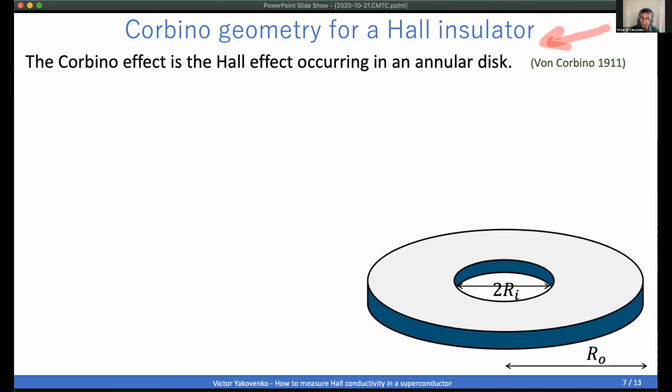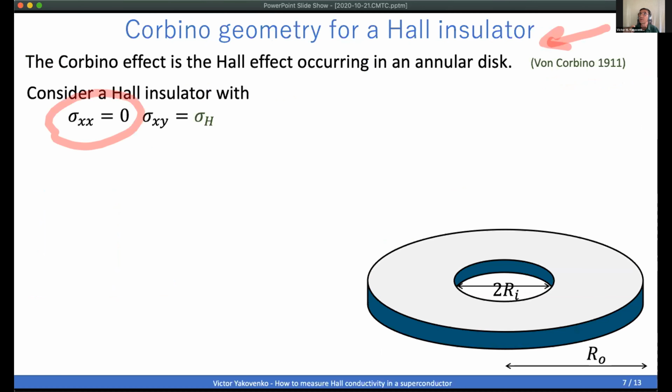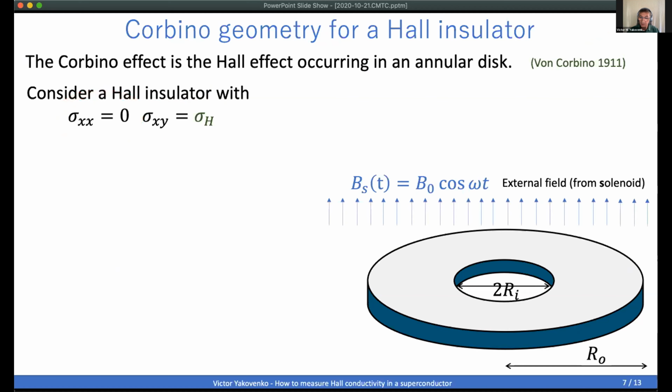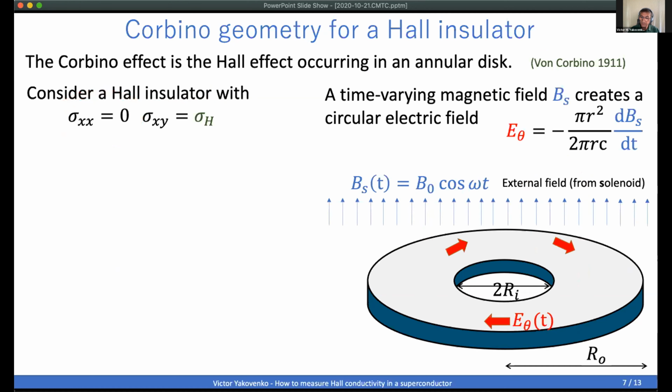In fact, these experiments have been done. So let's take a Hall insulator as a warm-up, not a superconductor. The diagonal conductivity is zero. Of course, in a superconductor it's the opposite, but now we're talking about an insulator, and there is non-zero Hall conductivity. So how does this Corbino method work? You apply a magnetic field perpendicular to this disk, and the magnetic field oscillates in time. Because the magnetic field oscillates in time, by Faraday's law it induces a circular electric field in this system.